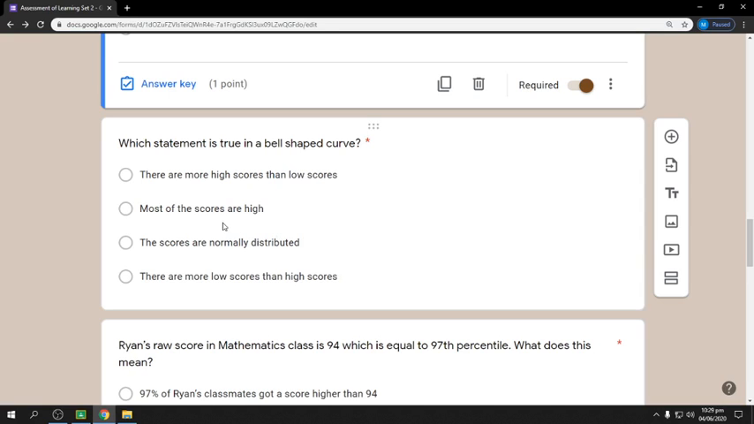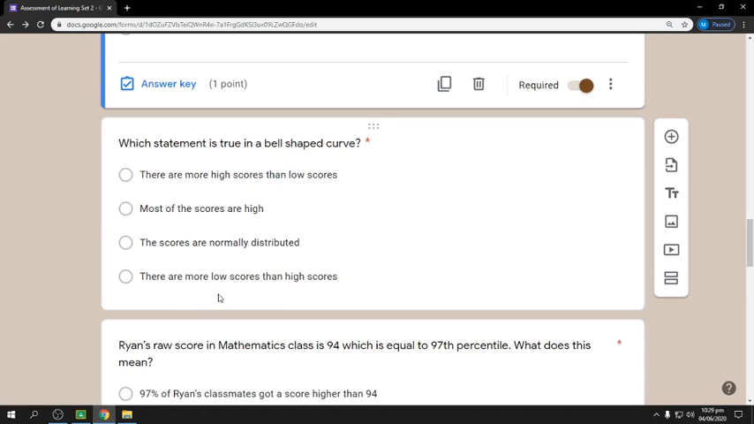Second, B, most of the scores are high. If the scores are mostly high, then your curve is actually negatively skewed, so it's not normal as well. So we will X out B. C, the scores are normally distributed. Well, this actually explains everything I mentioned earlier, right? So I would say C is the answer, but let's check the last one.